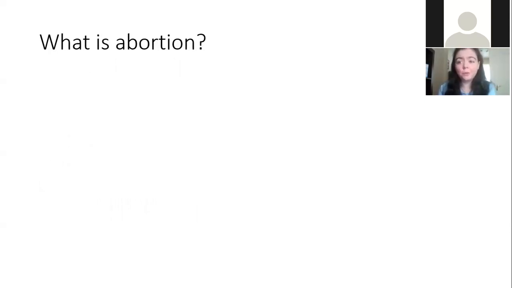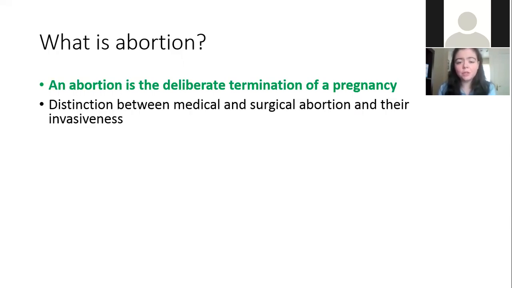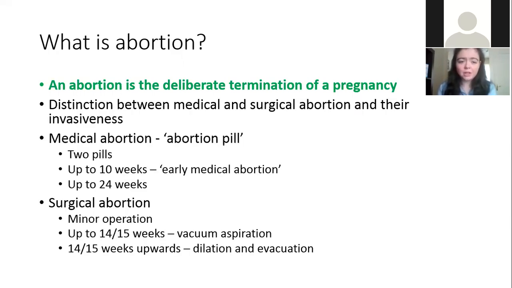So to begin with, what we're going to cover is the deliberate termination of a pregnancy, and we're talking about it in a medical sense. So you have two types of abortion available, which is medical abortion and surgical abortion, and the main difference is their invasiveness and also what point of gestation it can be done up until. So medical abortion is known as the abortion pill, which is actually two pills. You go to a clinic and take one, and then 24 or 48 hours later, for up to 10 weeks, you can take the second at home.